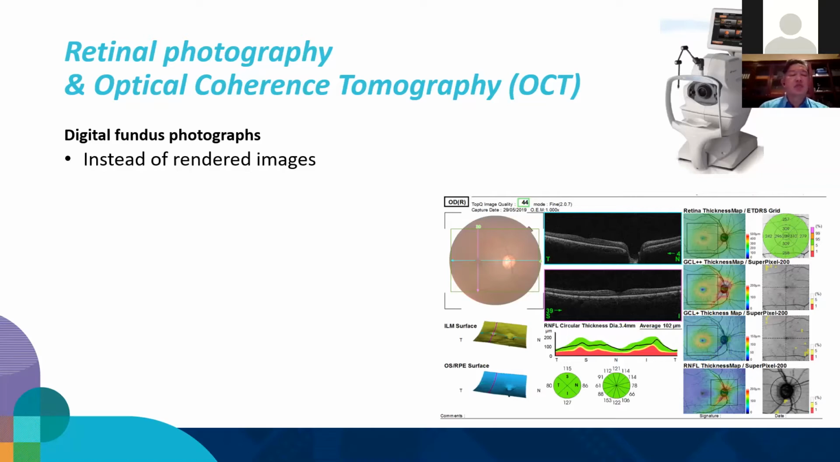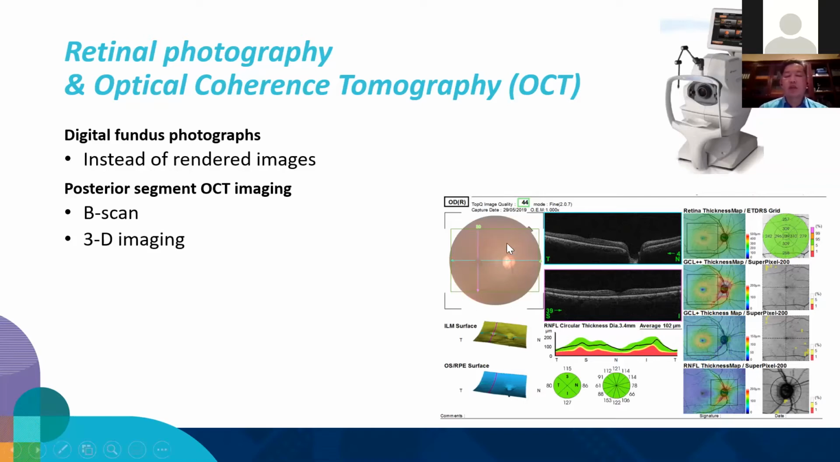So you have your digital fundus photographs, but the OCT provides a cross-section or a B scan. So here's your retinal photograph, looking front on or anteriorly. The OCT is this image here, where through this line, through the macula here, you can see the architecture of the retina and the optic nerve.